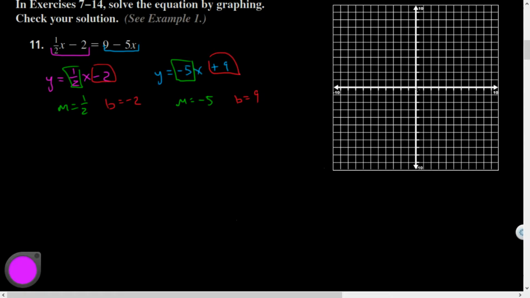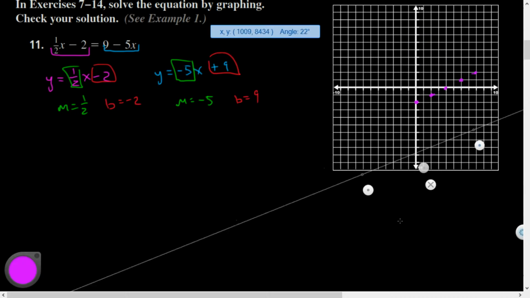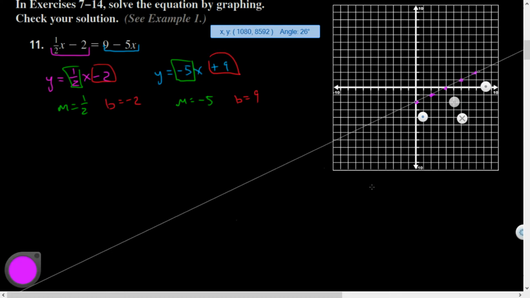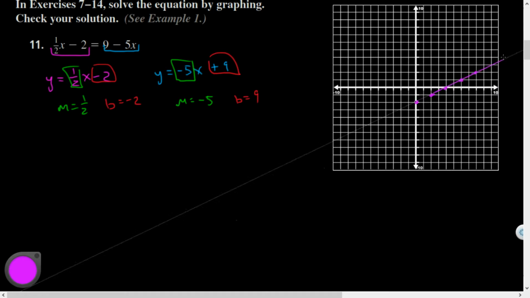So let's see. First one, the y-intercept is at -2. A slope of 1/2, so up 1 and over 2. Up 1 and over 2, right? And I just move by my slope. Watch me move by my slope. There we go. And draw that line. Oh, I think that fell off that point there. That's pretty close. So there's our first line right there. And let's graph the blue line.